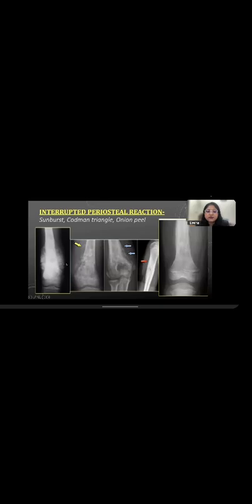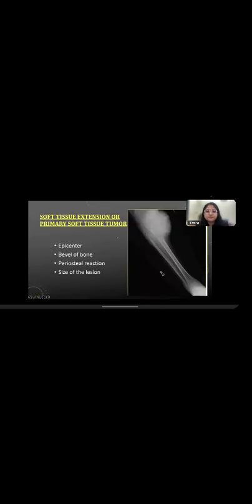Sunburst is characteristic of osteosarcomas. Codman triangle is also commonly seen in osteochondromas and chondrosarcomas. And onion peel is characteristic of Ewing's. How is the onion peel appearance? As if you've seen while cutting onions, you see multiple layers of the onion. It's just like that. Multiple peels or multiple layers are associated with this kind of interrupted periosteal reaction.